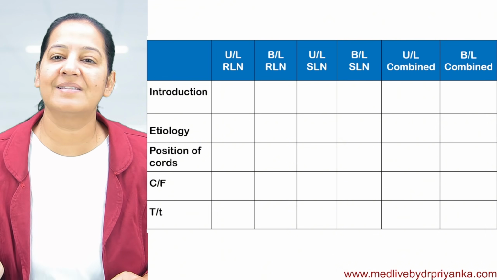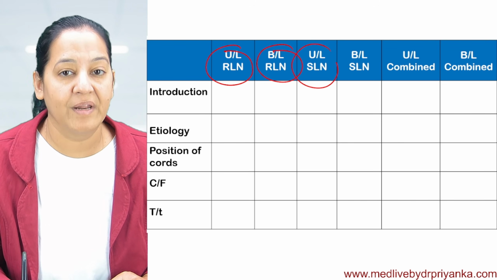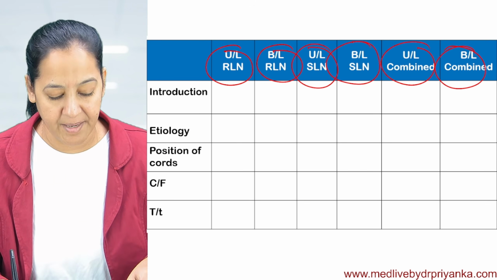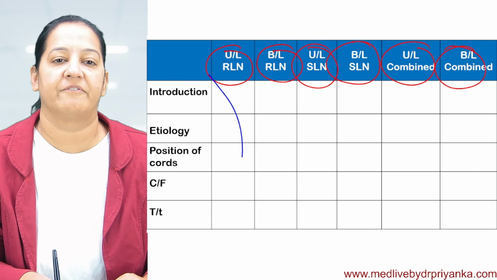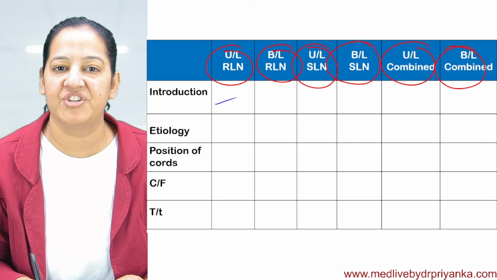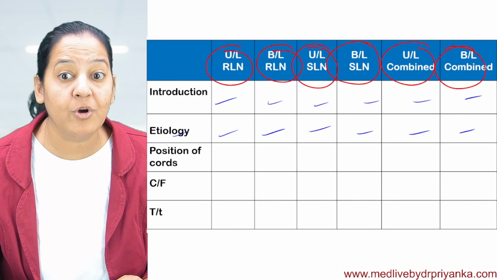So these are the 6 types of paralysis in front of you: unilateral RLN, bilateral RLN, unilateral SLN, bilateral SLN, unilateral combined, bilateral combined. I am going to teach you the 6 types of paralysis under a fixed set of headings, and I call it a master chart. First, I will let you know the definition, the introduction in each of them, what's going to happen. Then the etiology, the causes.